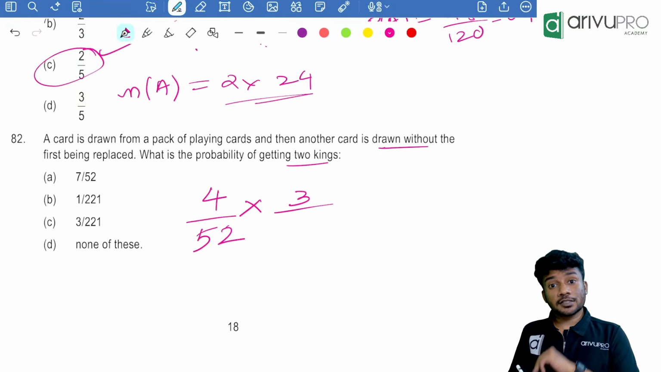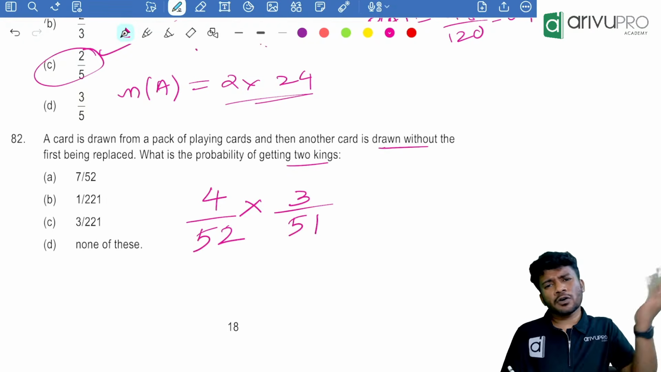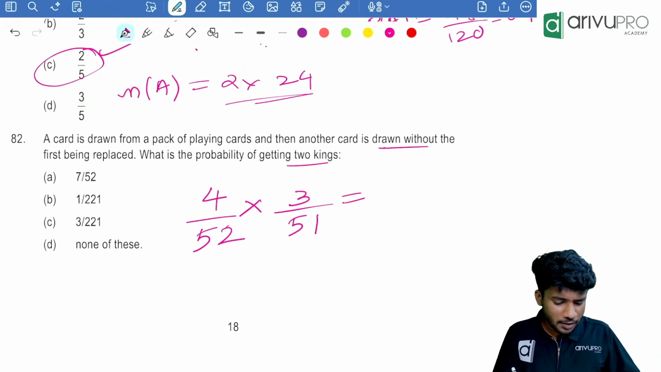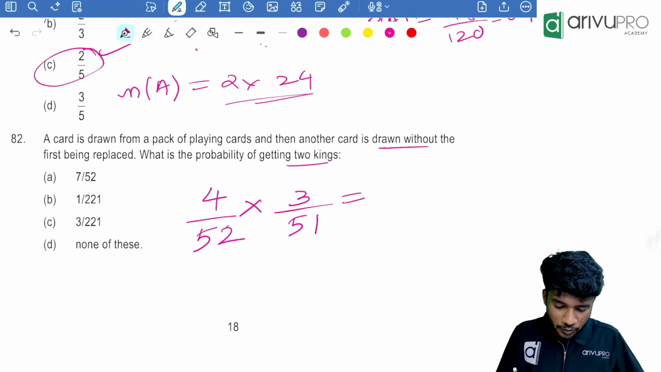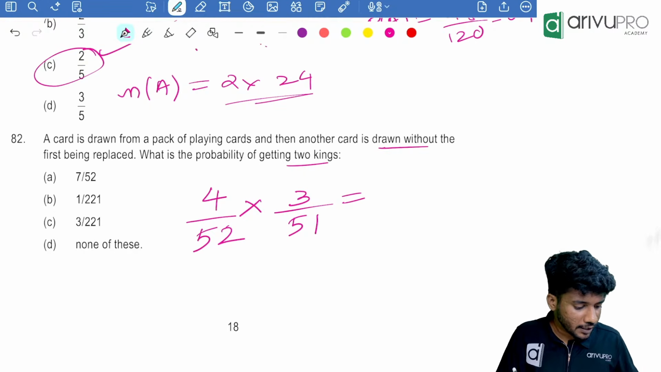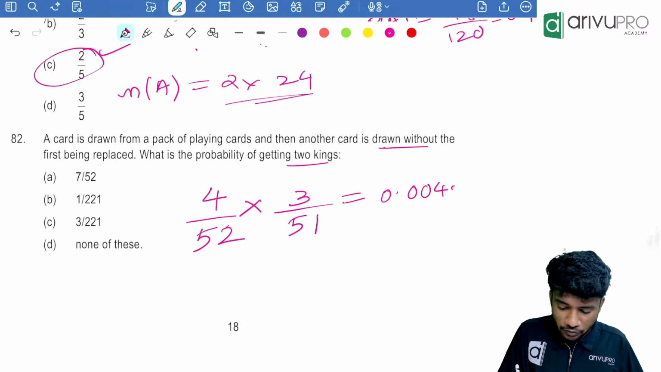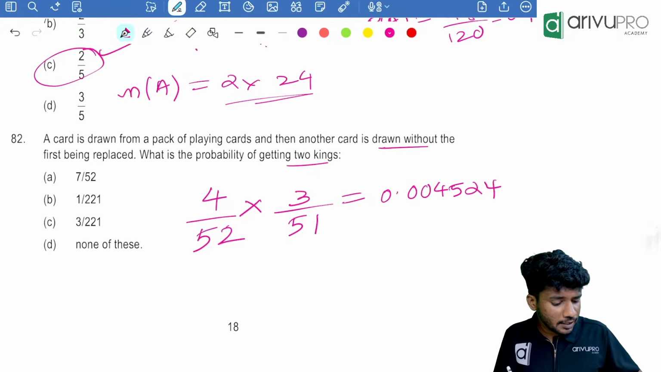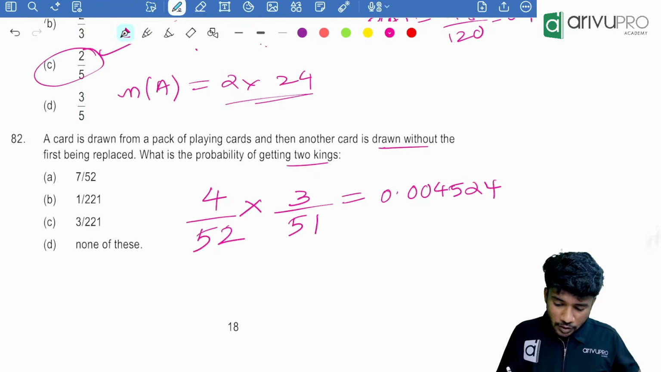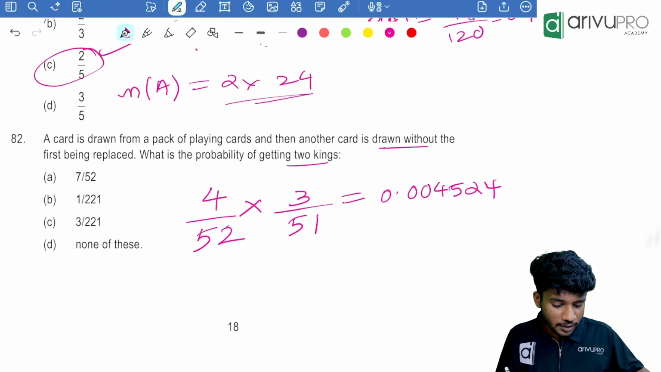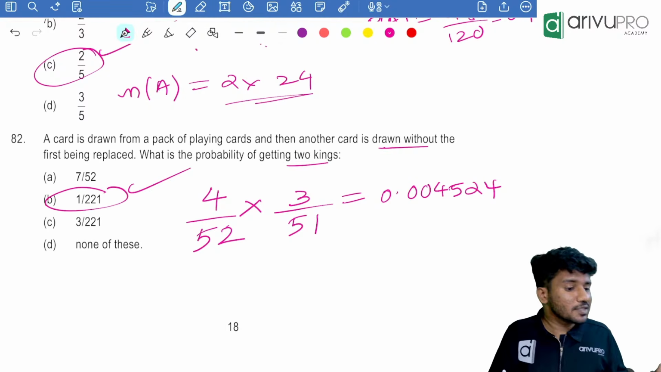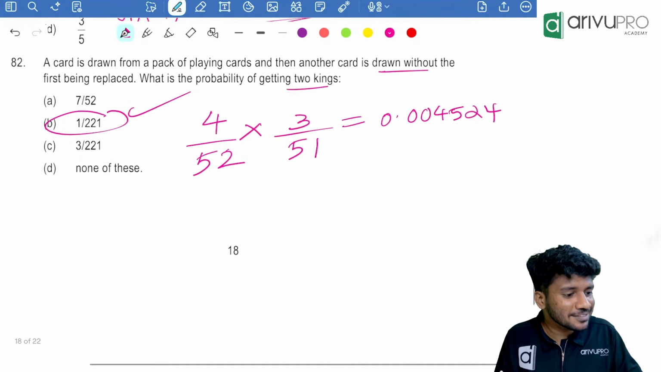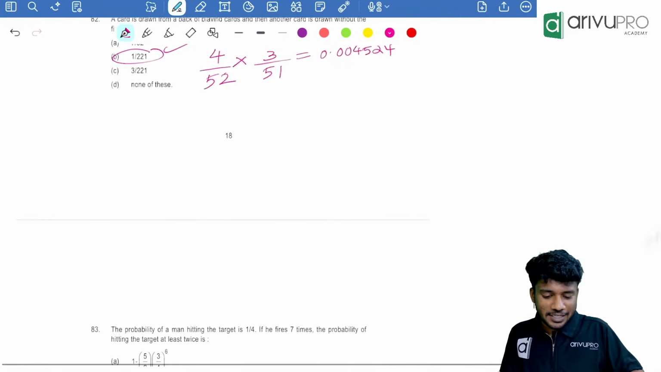Correct? Then how many cards are there in total now? 51. Why? Because we already took 1 card. So how much is the answer, people? That is 52 into 51. I'll do one thing: 4 into 3 divided by 52 divided by 51. You are getting it as 0.004524. Which option is giving you that? 3 divided by 221 is 0.13 or something. Then 1 divided by 221 is equal to 0.4524. Which option is giving you the answer? Option B is giving you the answer. Right answer, Rupesh. Right answer. Yes. Next question.